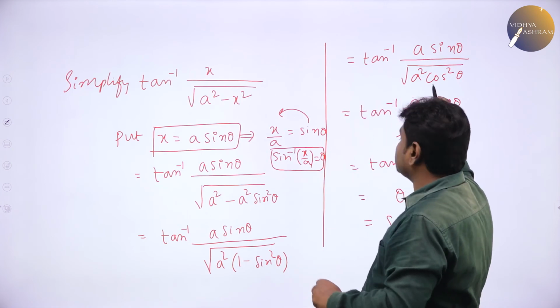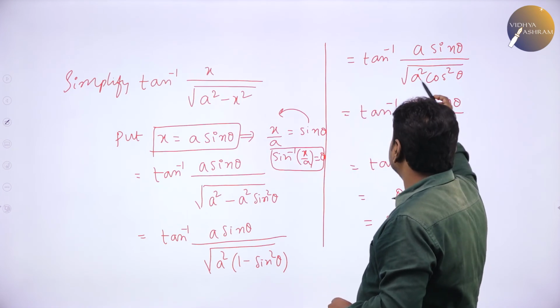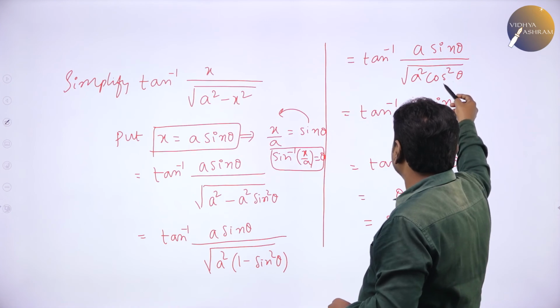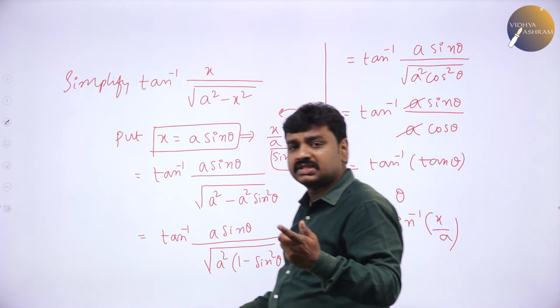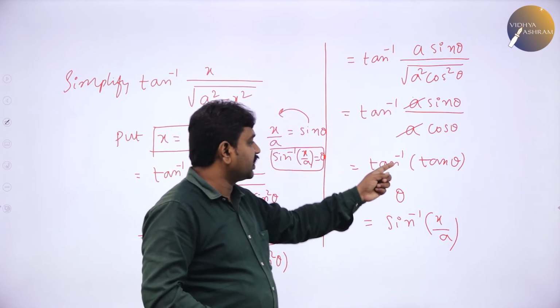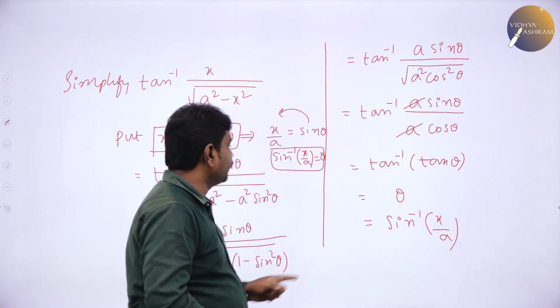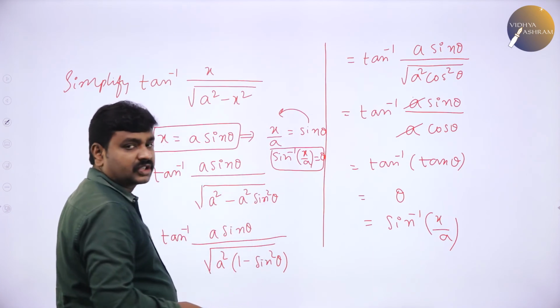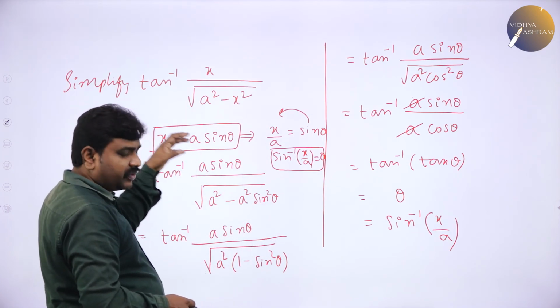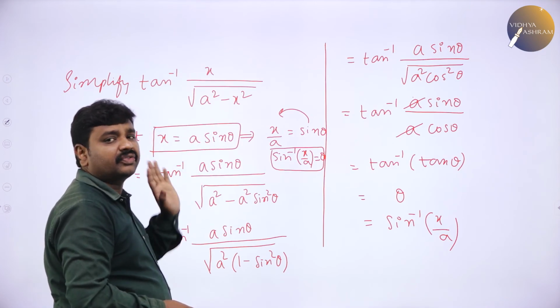All of you know what is 1 minus sin square theta? Cos square theta. So root a square becomes a, root cos square theta becomes cos theta. a cancels. Sin by cos, what is sin by cos? Tan. So tan inverse of tan cancels, we will get theta. What is theta? Theta is sin inverse x by a. We get the value of theta. Always when you substitute, first you find the value of theta.